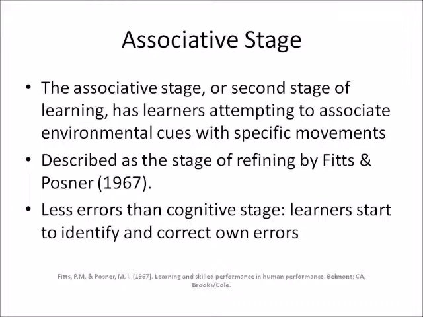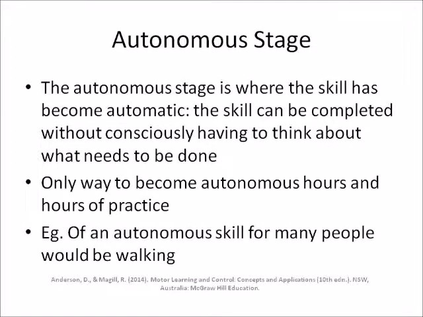Associative stage is when the learner begins to demonstrate a more refined movement through practice. And the final stage is autonomous stage. During the final stage of learning, the motor skill will become mostly automatic.